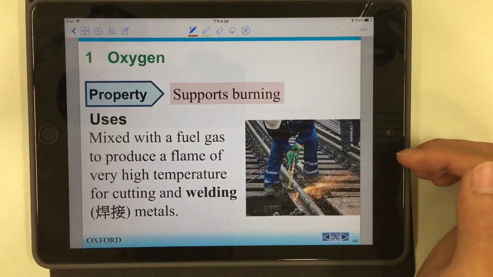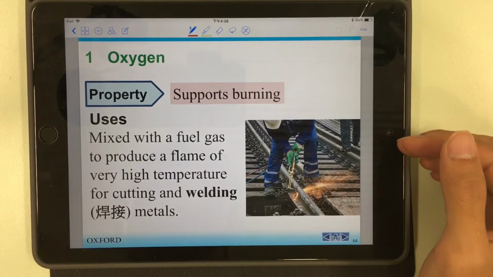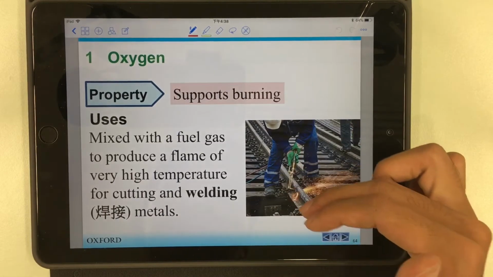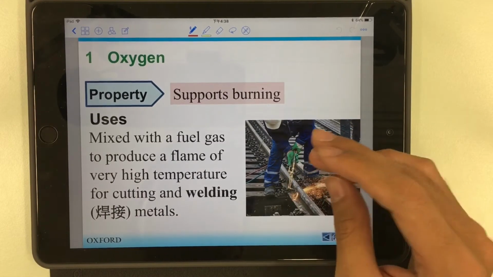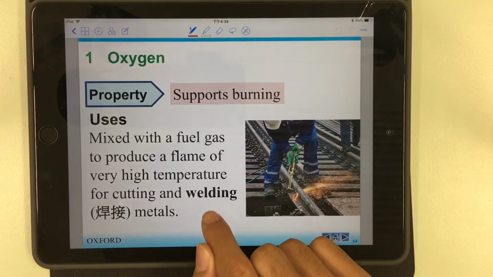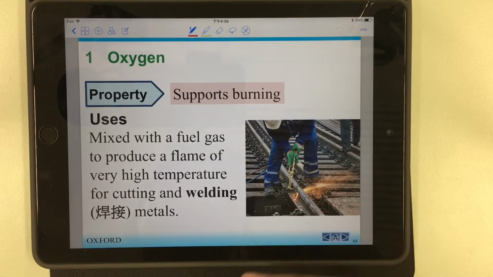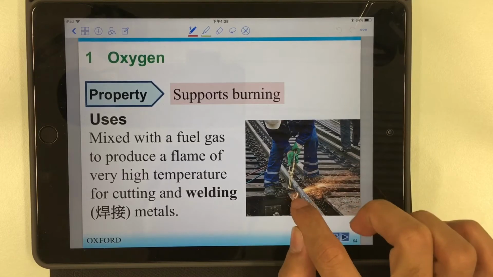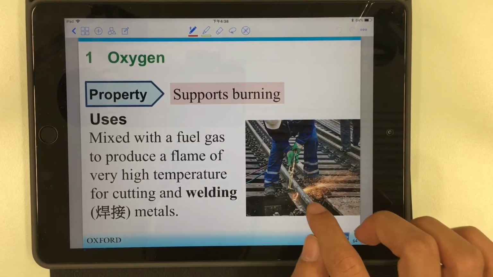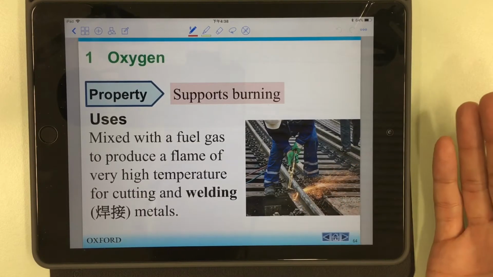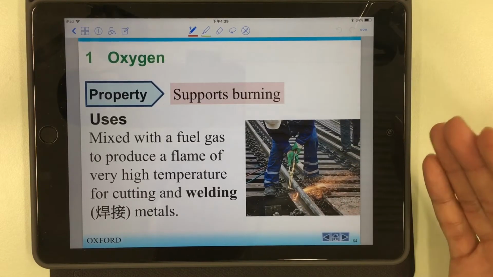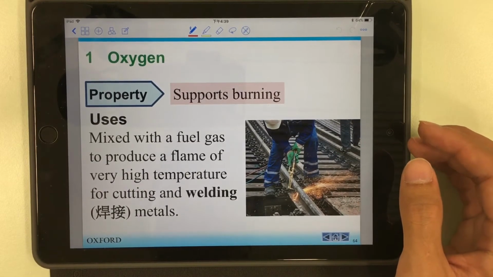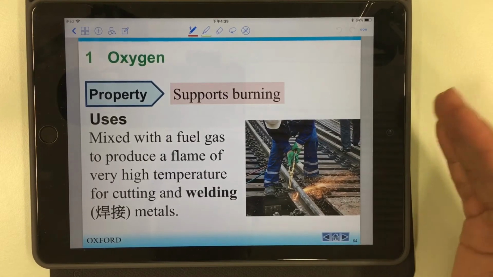For example, oxygen supports burning. Sometimes we see a worker welding two metals together, sticking them together. It uses a very high temperature to melt the metal and work like glue. If we just burn with 21% oxygen, it's not easy to raise the temperature of the flame. The flame temperature is not high enough, so we need to add extra oxygen to raise the temperature to melt the metal.